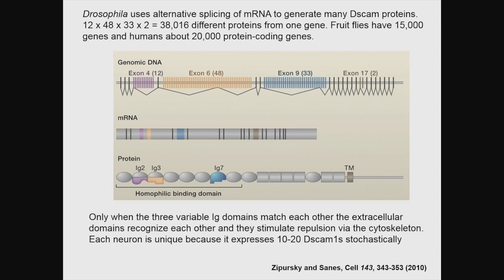And the way it works is that each neuron stochastically expresses 10 to 20 DSCAMs. So if its own neurites cross, they will recognize each other and say, oh, let's go away, self-repulsion, and they move away. So it's like a license plate in a car. Now, in the human, we do have a DSCAM gene, but there is absolutely no variability. This is something that evolved for the insects, and all the insects have this in this gene.